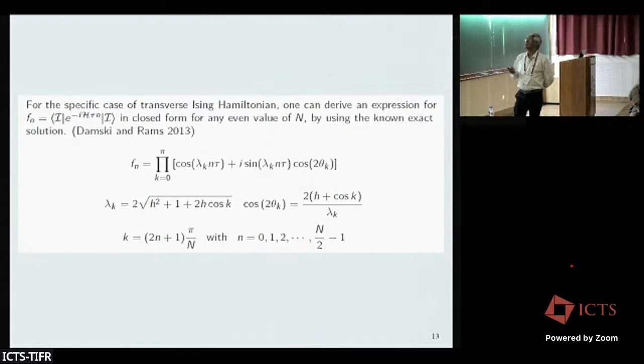And some new quantities have come in. One is lambda k and the other is theta k. This lambda k and theta k are functions of h and k. So numerically, one can calculate Fn for any n. Suppose I take a system size of 100, then I know that there will be 50 k values. So one takes a product over 50 k values and so on.